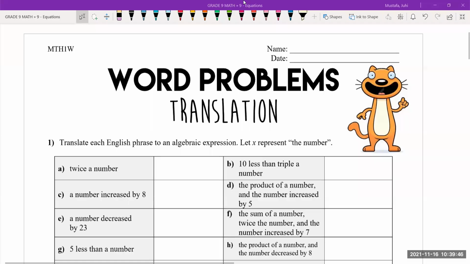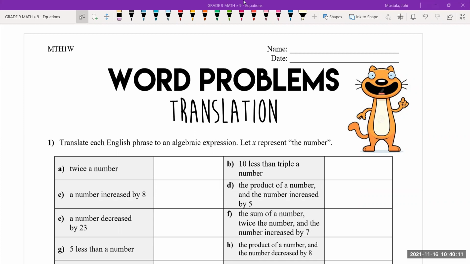Okay, so we're still in our equations unit. We've now learned how to solve one-step equations, multi-step equations, equations with fractions. The second part of this unit is word problems. So we're not going to actually get into word problems today. We're just going to learn how to convert something in English into math. This is something you've done in elementary school, so it may sound familiar to you. And we're just going to get started.